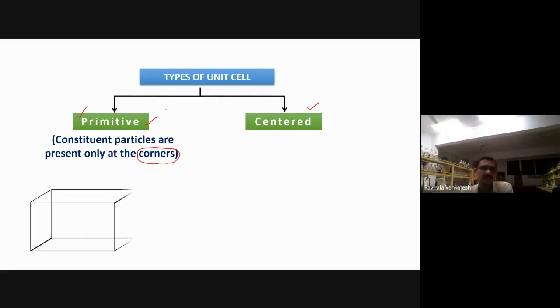Now see, I have taken one unit cell here. Anybody, how many corners are there? Parth?